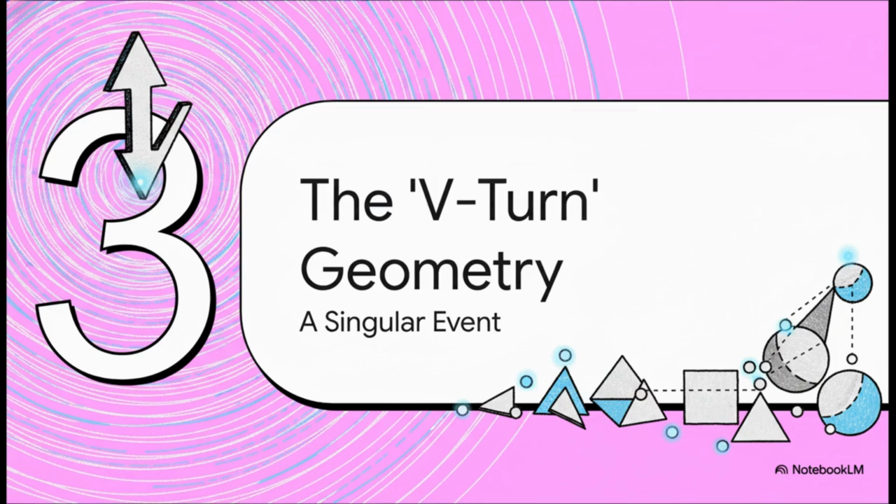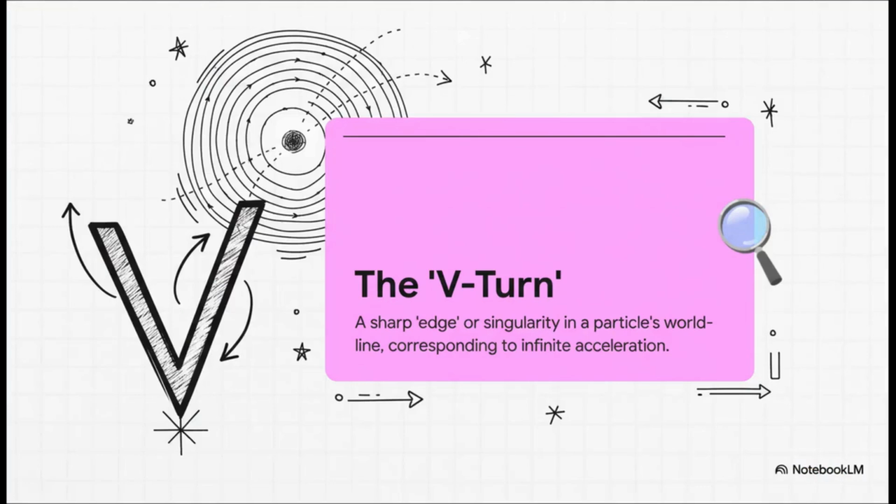We'll call it the V-turn, a sharp, singular event that marks the precise moment of creation. The key insight here is that the particle's path through spacetime isn't a smooth curve at all. Instead, it has a sharp edge, a cusp. It literally looks like the letter V. At that single point, the particle undergoes an infinite acceleration. Now, this isn't just a mathematical quirk, it's a fundamental feature of the creation event itself.